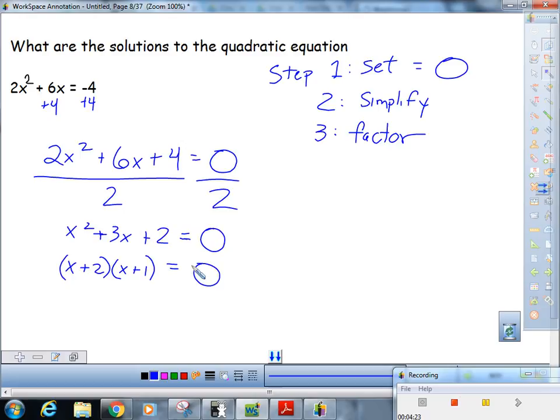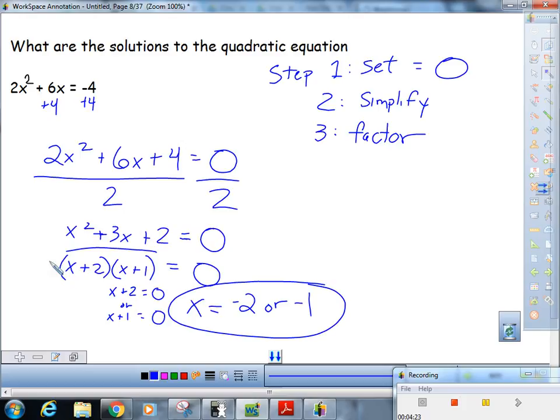Okay, so here we're not done yet. Either x plus 2 equals 0 or x plus 1 equals 0. So x equals -2 or -1. I'm telling you, once you get to here, you can just think the opposite, because that's what it's going to be. So step 4 was solve, and then step 5 is check.